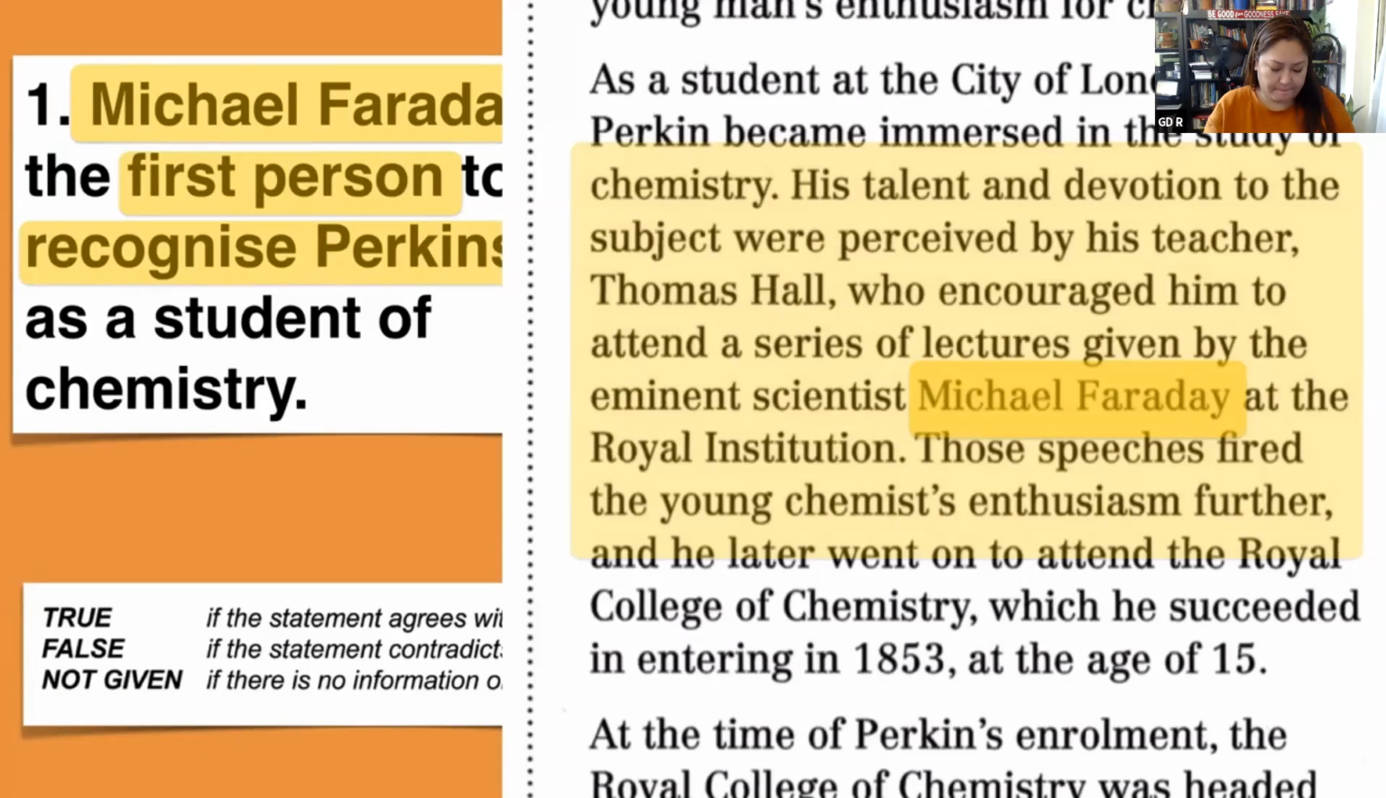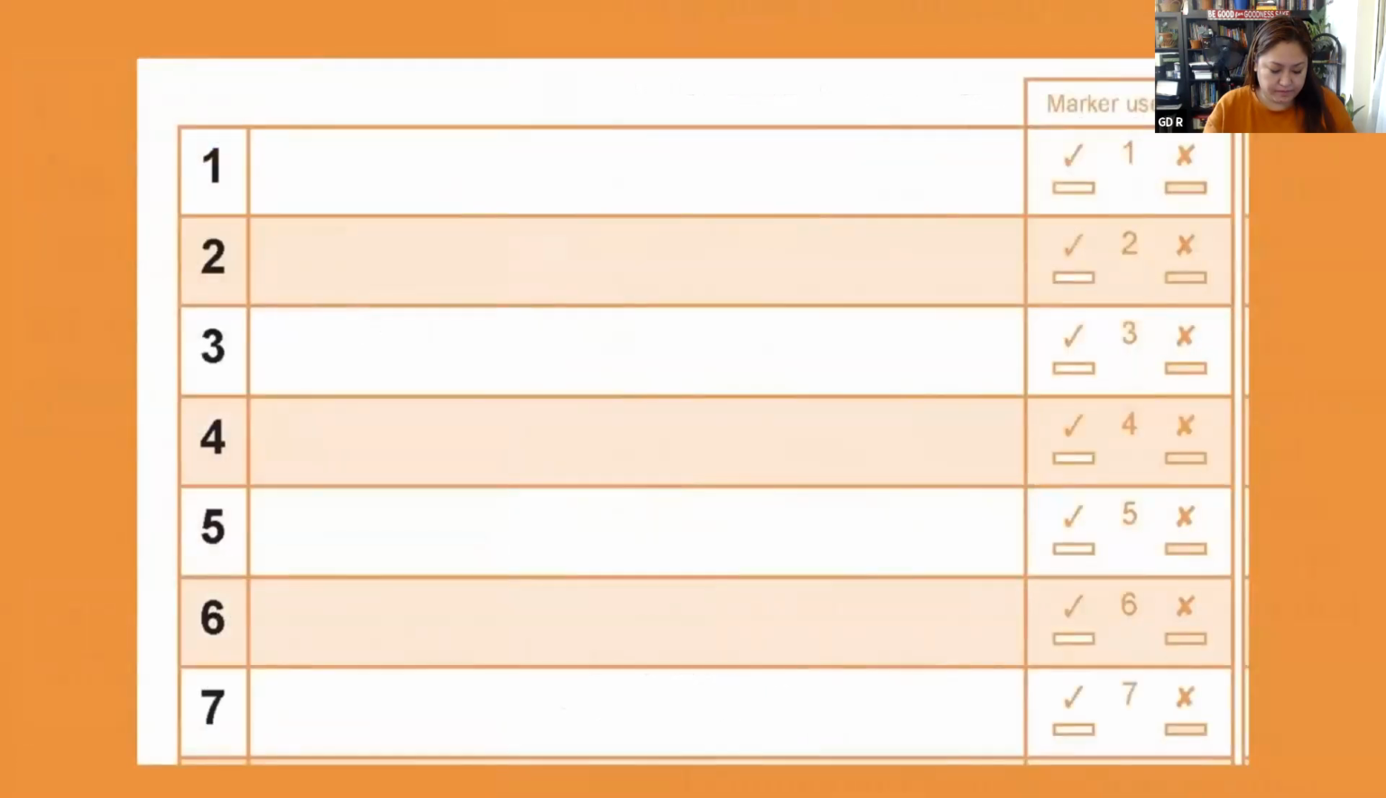And I assume he was the first person because it was at school. So it was Thomas Hall. So actually the answer is not given. The answer is false because it was Michael Hall who was the first person to perceive Perkins' ability, not Michael Faraday.